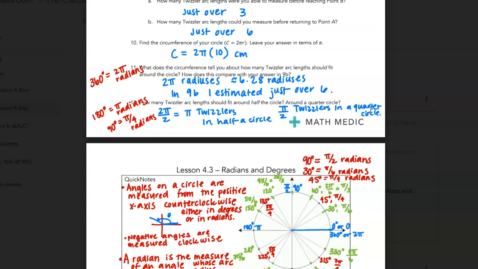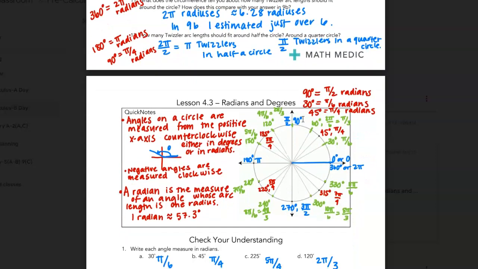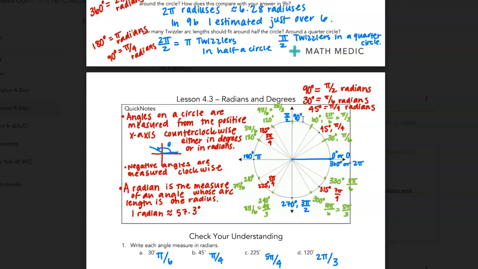So why are we talking about this? We are talking about radians today. That is how radians are measured. It's based off of the length of the radius and how many radiuses could fit going around the circle. So this is the general idea. 90 degrees is pi over 2 radians. 30 degrees is pi over 6 radians. 45 degrees is pi over 4 radians.